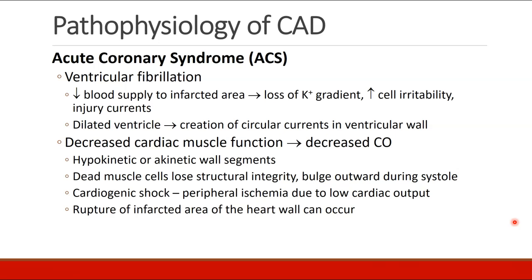Another consequence of the acute coronary syndrome may be decreased cardiac muscle function and decreased cardiac output. The ventricular wall segments that have decreased blood supply may develop hypokinetic or akinetic motion. The dead muscle cells lose their structural integrity, and the ventricular wall starts to bulge out during systole.